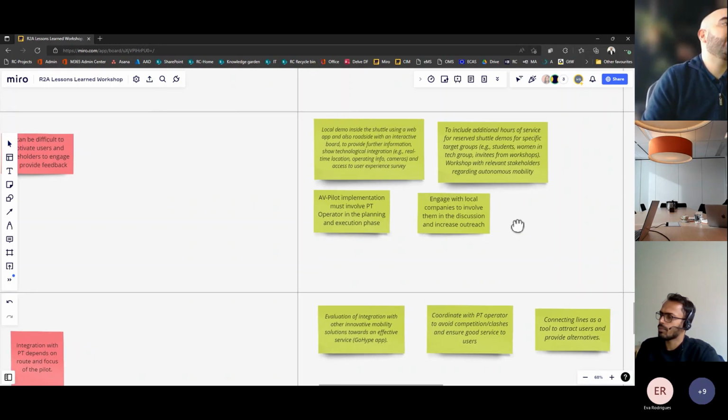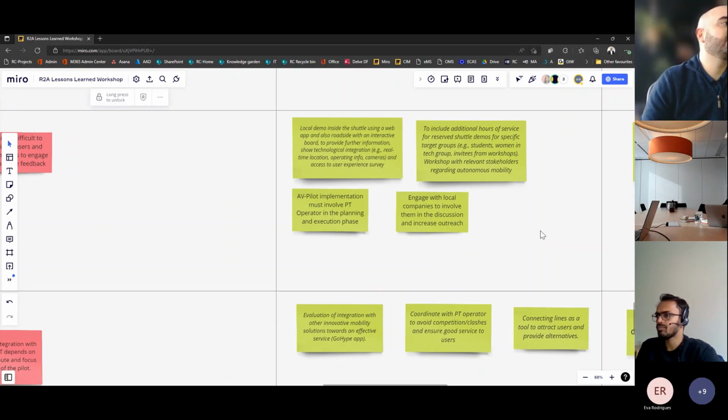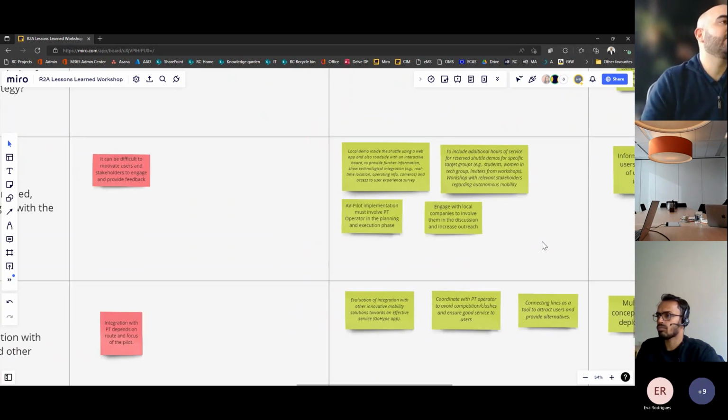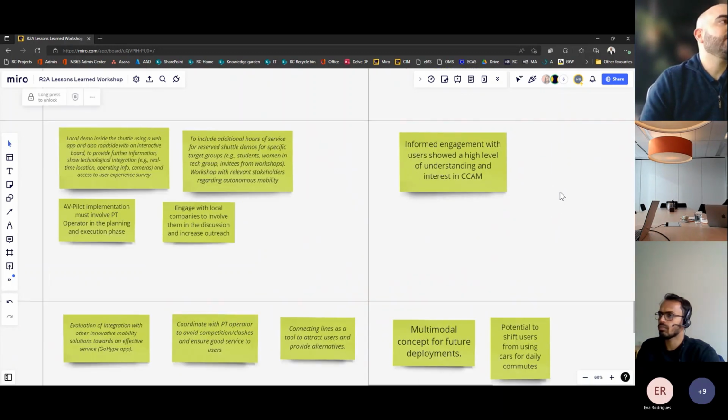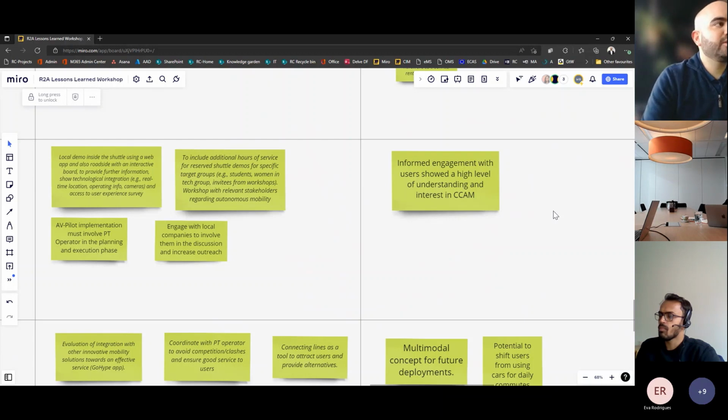And of course, the involvement of public transport operators, both for the planning and execution phase, but also in terms of the engagement with users and that integration of different services. And actually, once you achieve that engagement, you might find, and this was the case with some of the pilots, that there's a high level of understanding and interest in CCAM from many of the users. So more than expected, even in terms of the knowledge of the technology.